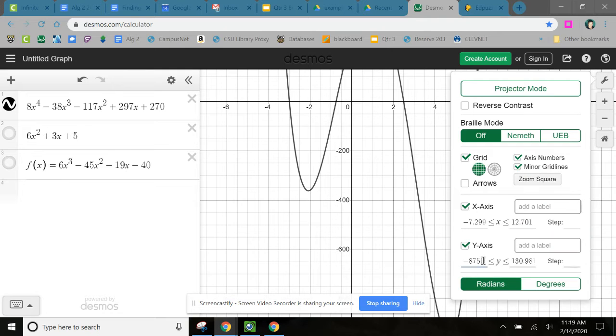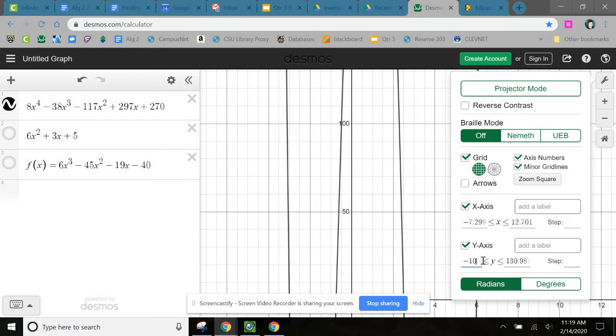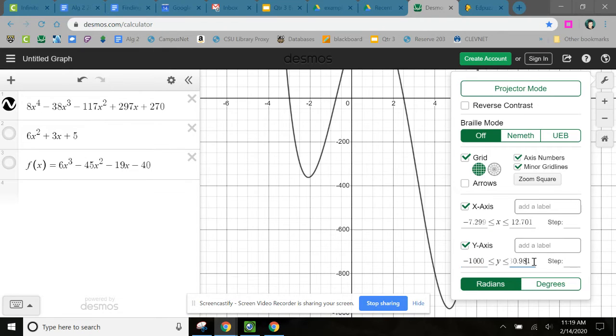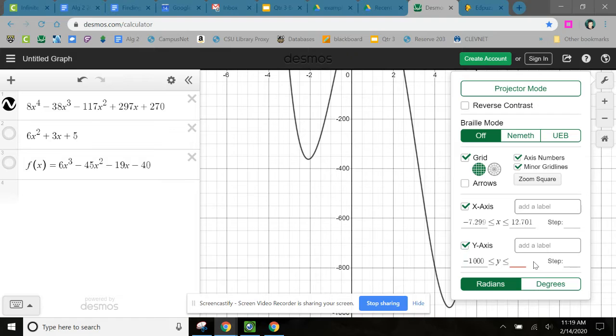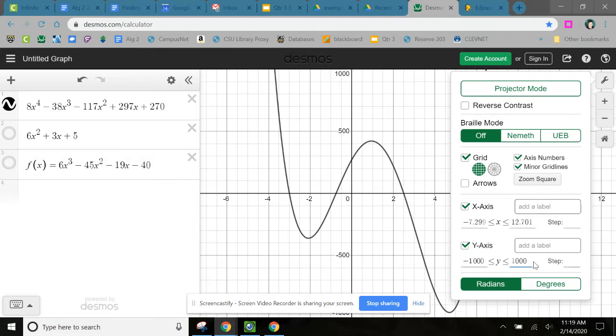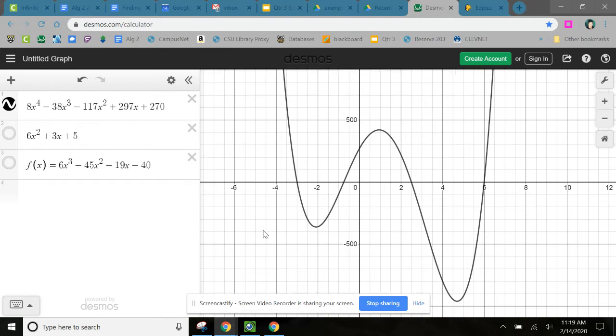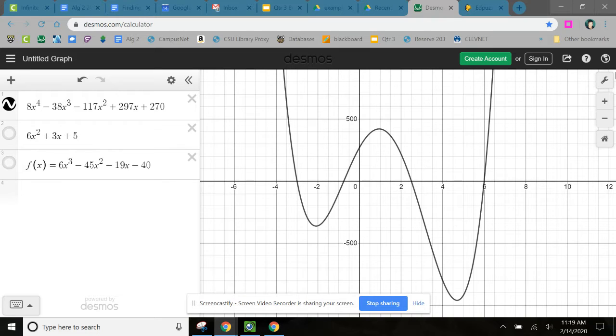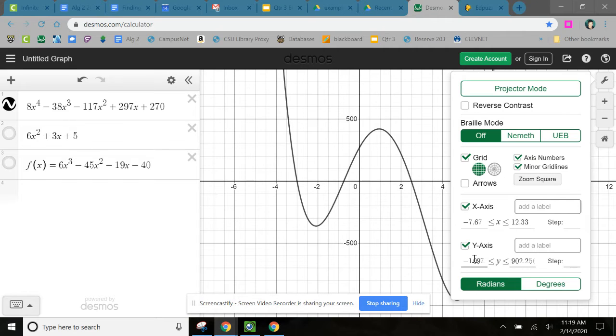So let's go back in there. I've got -1,000 here, and maybe I try to make this one 1,000. All right, now I've got a good picture of the graph. It doesn't have to be exactly the same window that I did, but you definitely want to change these y values. That's how I got it.